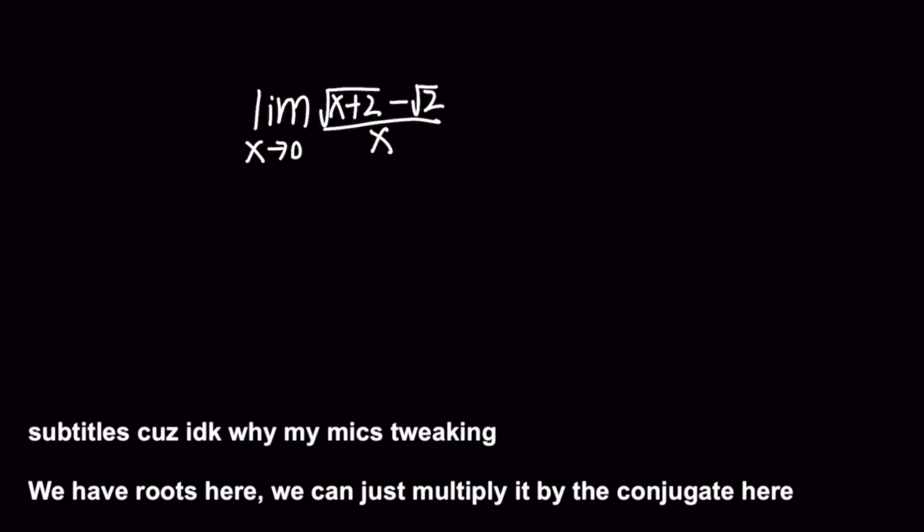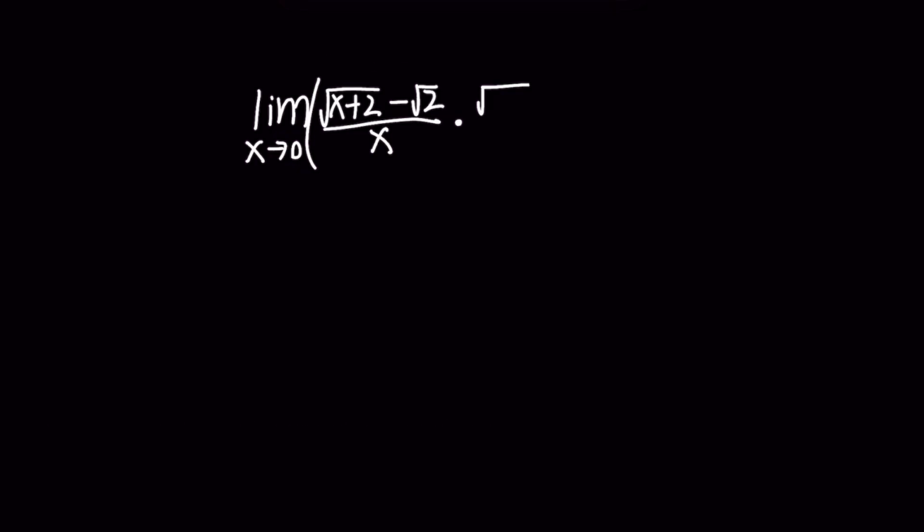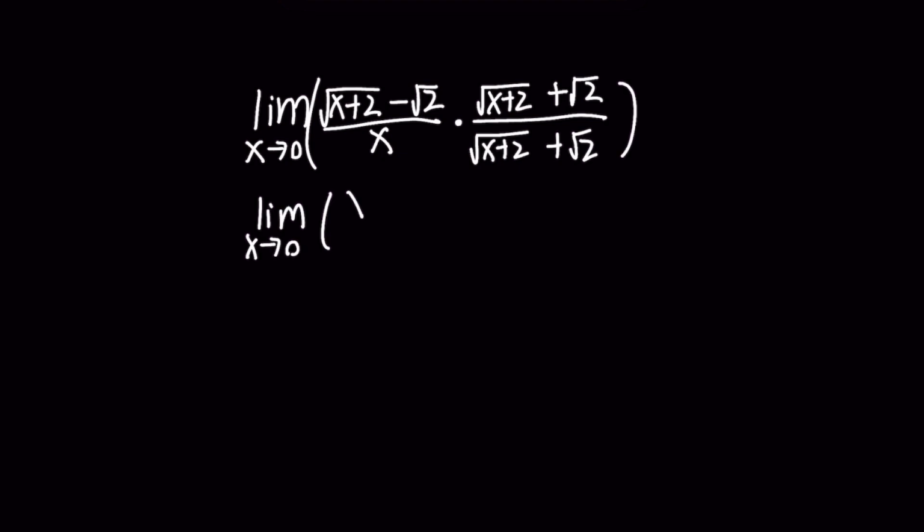This is the final problem before we move on to limits at infinity. Okay, so we can't substitute in the 0, and we have roots here, so we can just multiply by the conjugate. Root x plus 2 plus root 2, all over root x plus 2 plus root 2. So it's x plus 2 minus 2, and distribute the x: plus x root 2.